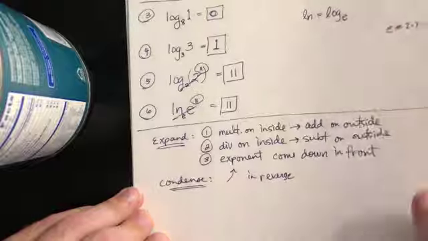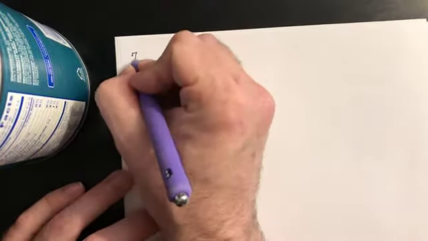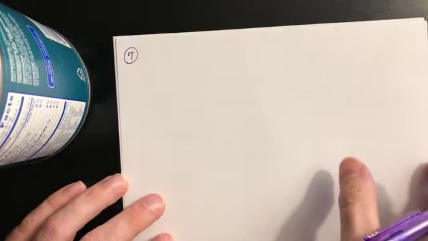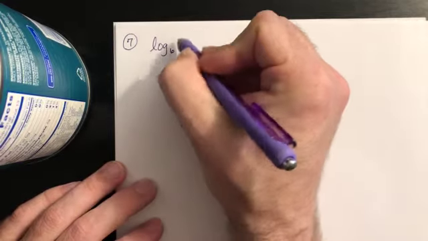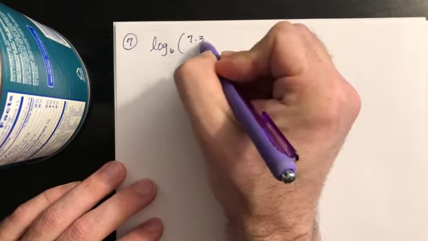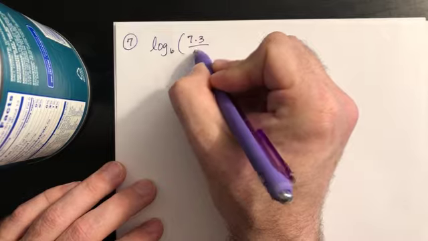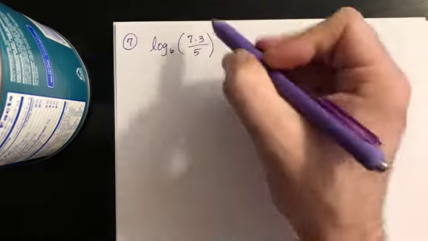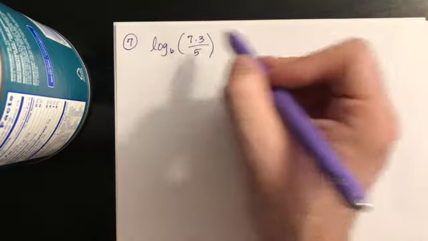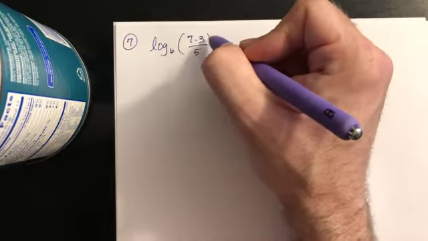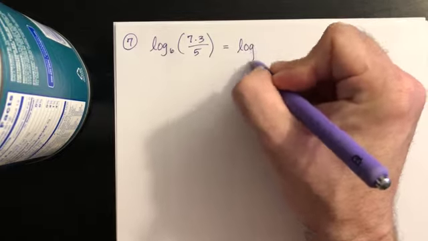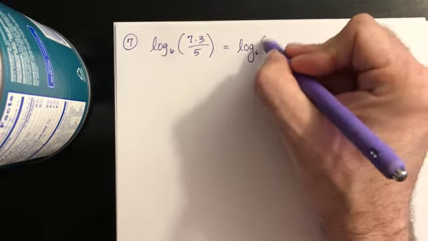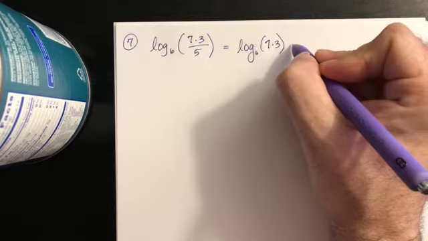So let's look at number 7. You have to go back and pause that if you want to write it down. Number 7, we have log base 6 of 7 times 3, not 7.3, divided by 5. So the first thing I would do is deal with the times stuff on the top. No, actually, I would deal with the divide first. So this divide on the inside becomes subtract on the outside.